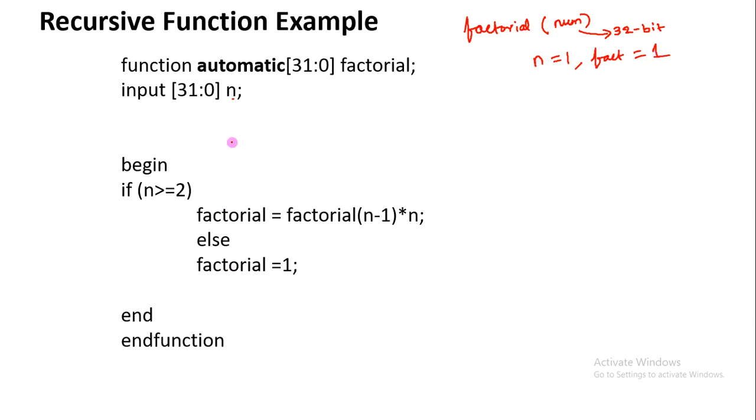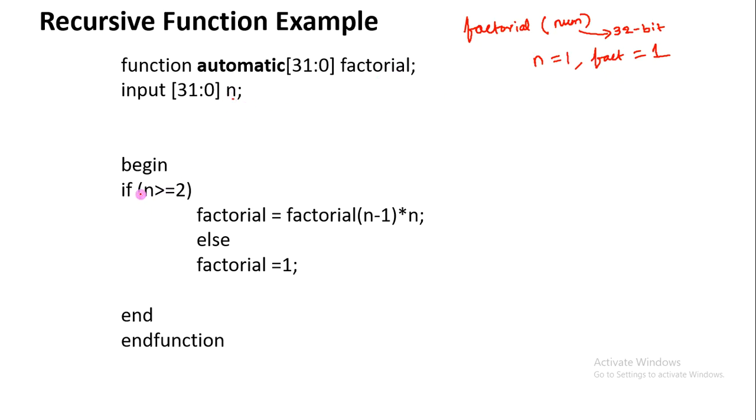Here, when the function is called, number is passed as 1, so 1 is mapped to n, n is equal to 1. It comes over here: is 1 greater than or equal to 2? No, it is false. Hence the else part gets executed, and factorial is returned as 1. So this function will return the output as 1.